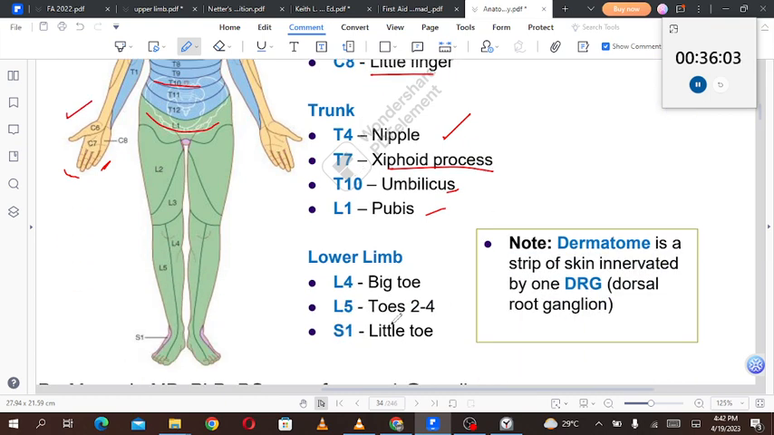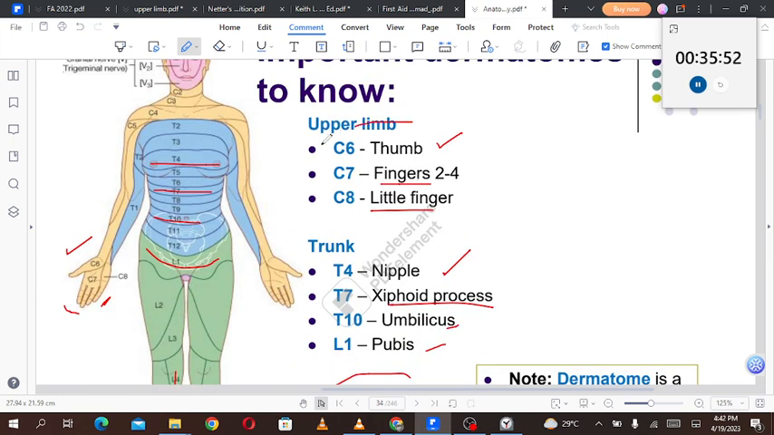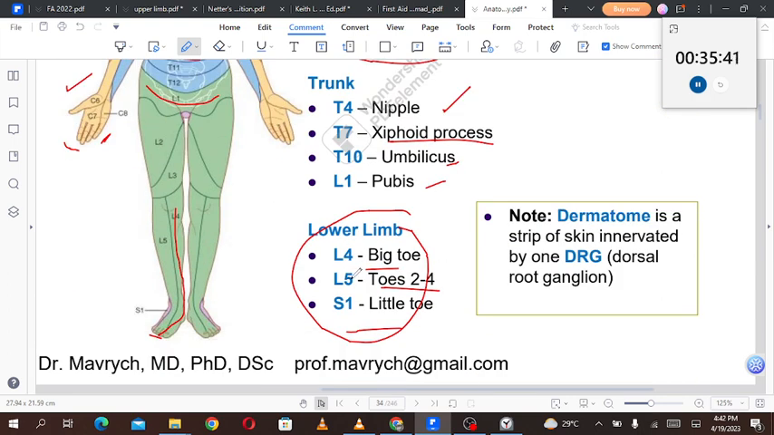Lower limb, L4 involves the big toe, so this is L4 going all the way to the big toe. Then L5 is toes 2 to 4, and S1 is the little toe. So the pattern of the limbs is the same. Over here, there is only one dermatome involving the thumb, that is C6. For fingers 2 to 4 we have another dermatome, C7, and C8 involves the little finger. Similarly, the numbers are different but the pattern is the same: only one dermatome involves the big toe, that is L4. Then L5 involves toes 2 to 4, and S1 involves the little toe.